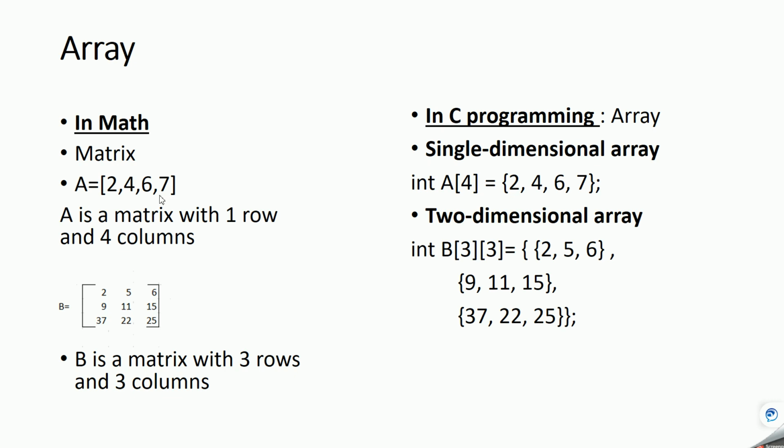So here A is a matrix with four columns and one row, and here we have another matrix called B with three rows and three columns. This kind of matrix can be represented in C programming using a concept called array. If we have a matrix with just one row and as many columns as you want, it can be represented using a single dimensional array.